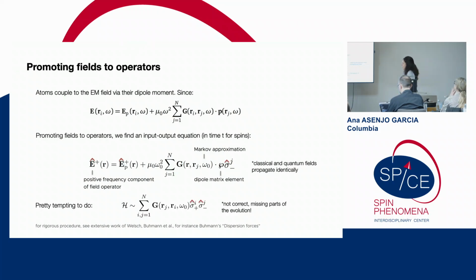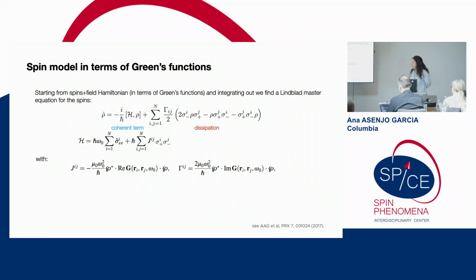So again, it's very tempting to take the Hamiltonian that I wrote before, do the Markov approximation, put these hats on, and say this is my Hamiltonian for the dynamics. But obviously this is not correct because I'm missing parts of the evolution. My evolution cannot only be Hamiltonian. So then I have to again trace over the reservoir, do things properly, and when I do that, I find this type of master equation, where I have a coherent term that is Hamiltonian and a dissipation term.